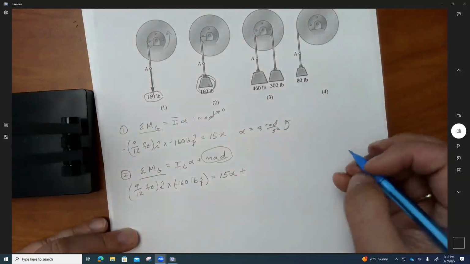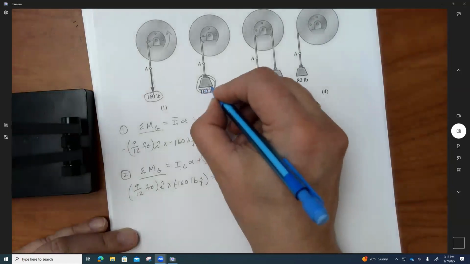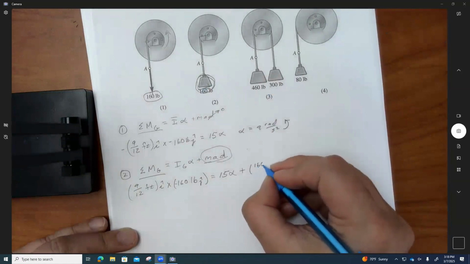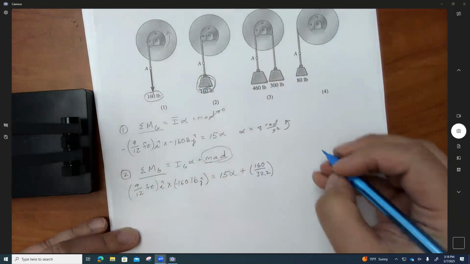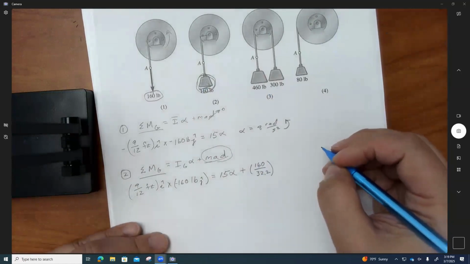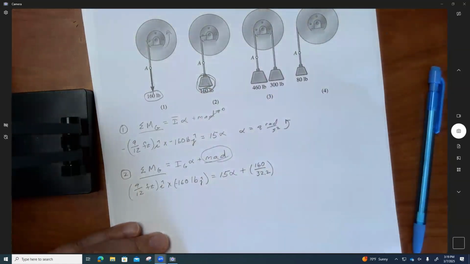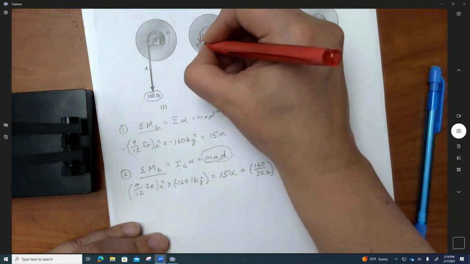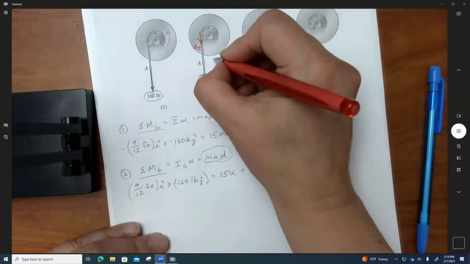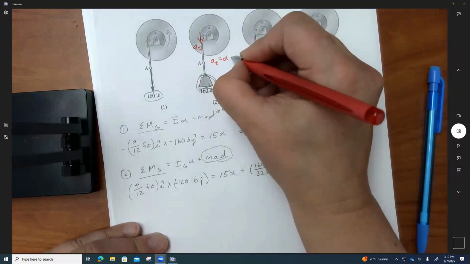All right. So we're going to use the mass of this weight, 160, and divide it by 32.2 to get it into slugs. And then we're going to look at this in the sense of a tangential velocity or an acceleration, AT, where AT is equal to alpha R.